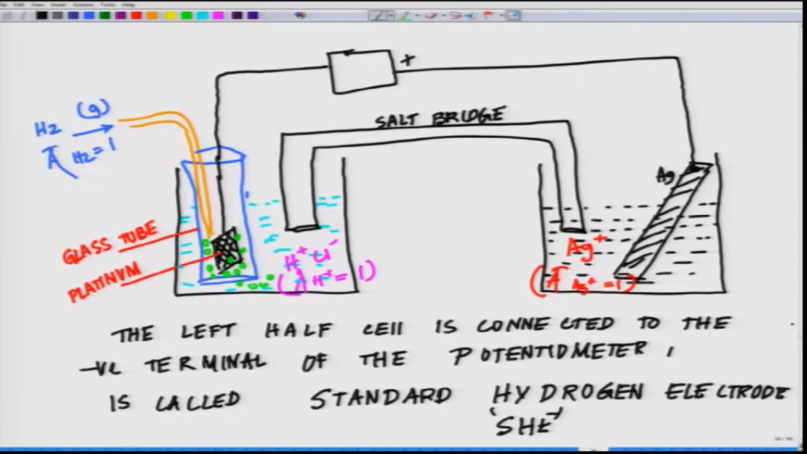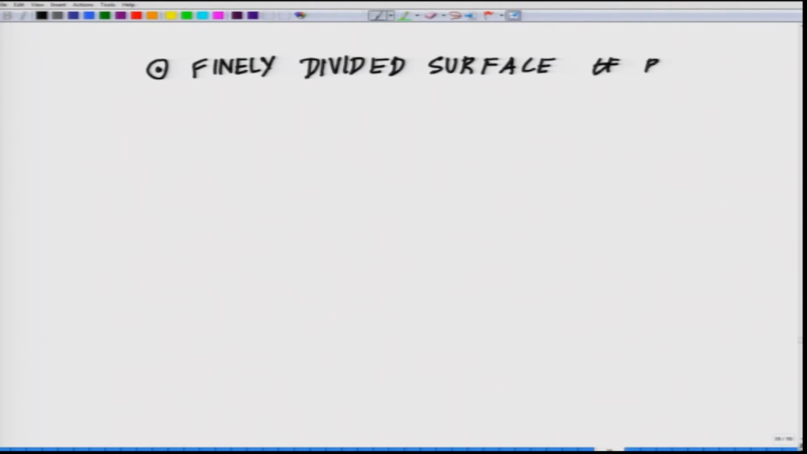Now, let us talk a little bit about SHE first. What is this whole platinum thing? There are 3 points I want you to remember. Point 1: the finely divided surface of the platinum electrode.